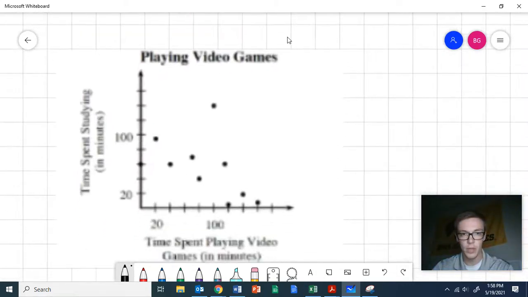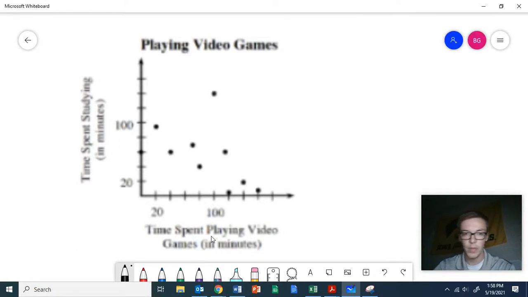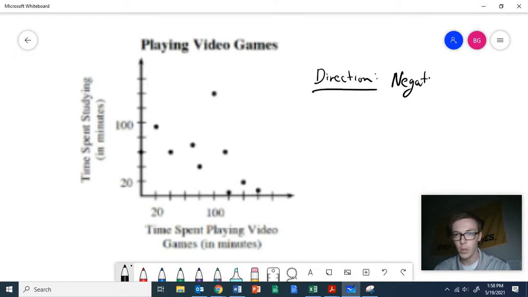I've got playing video games. We've got time spent playing video games on our x-axis, time studying on our y-axis. I want you to answer the same questions here, one at a time. What is the direction? Hopefully for this one you said negative.